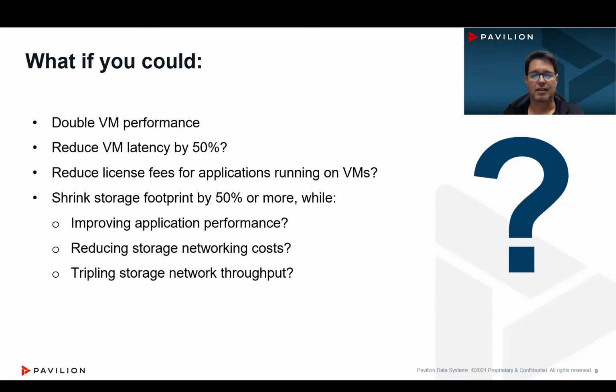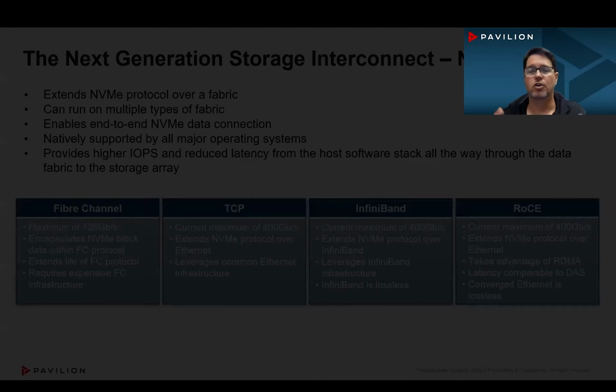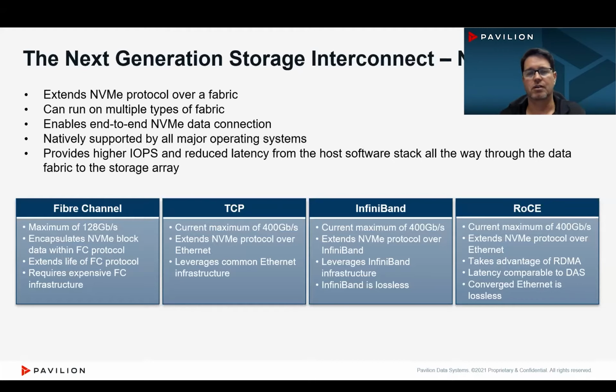So I can get better application performance. I can cut my networking costs, and I can increase my throughput. What if I could do all that? Well, but how? It's Fibre Channel, maybe. iSCSI, probably not. So what kind of way might we tackle this problem? Well, the way you can really achieve this is with the next generation interconnect for storage, and that's going to be NVMe-oF.